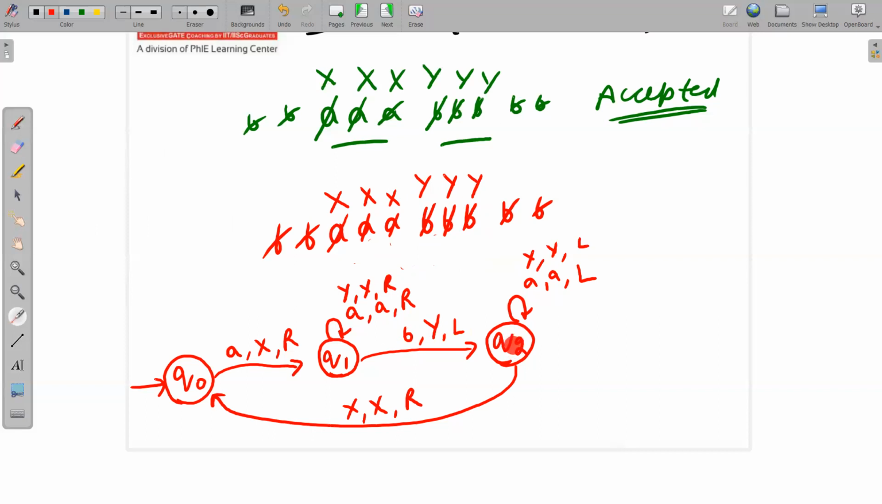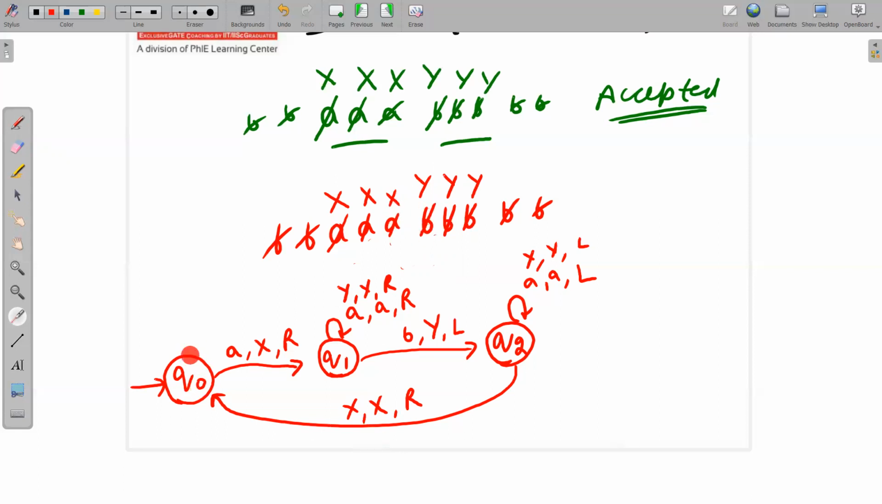So we will be at Q2 only. Now Q2 will do what? Q2 will read all these two Y's, and these two Y's will remain Y only and move towards the left. Now it has found the X. X will remain X and move towards the right.